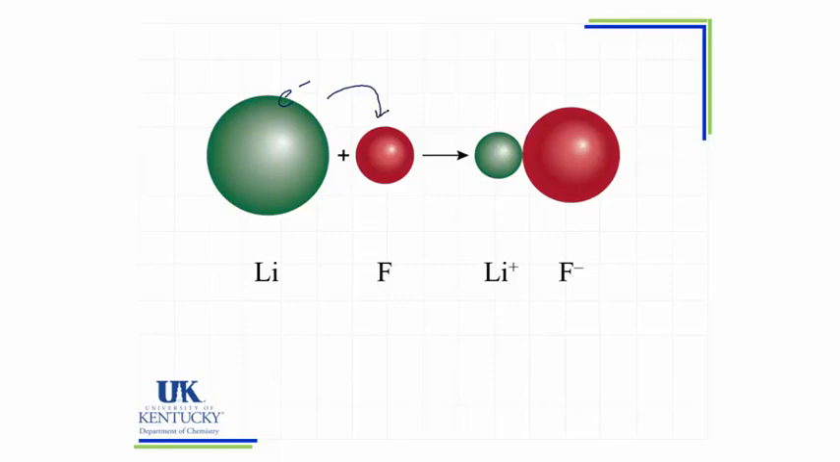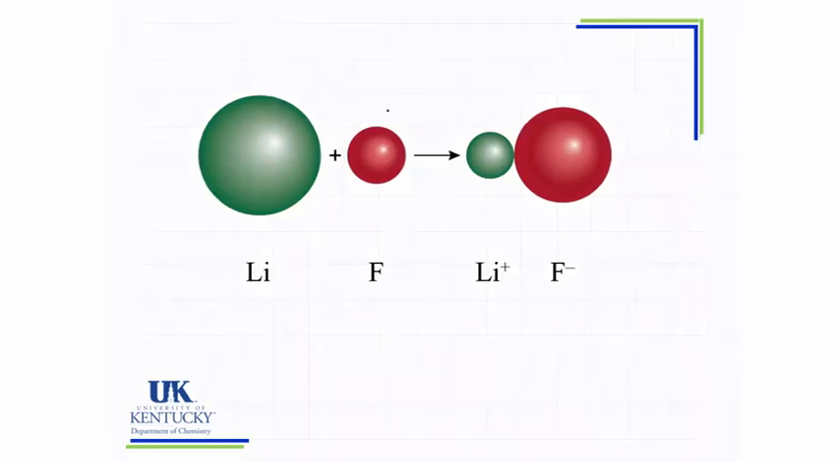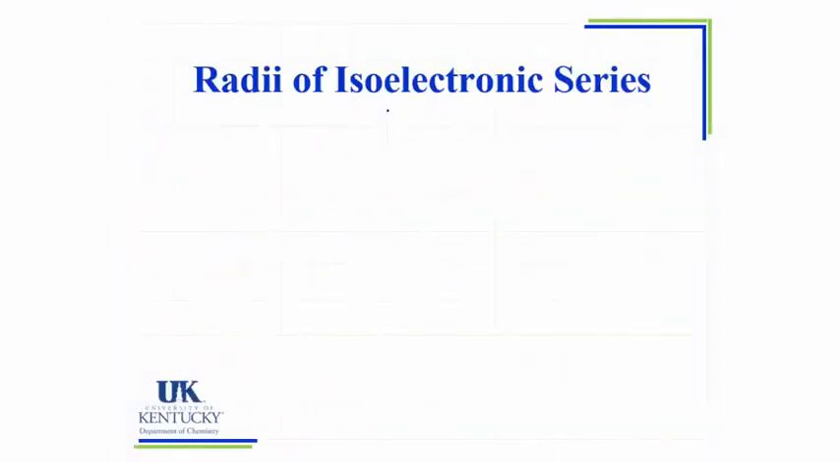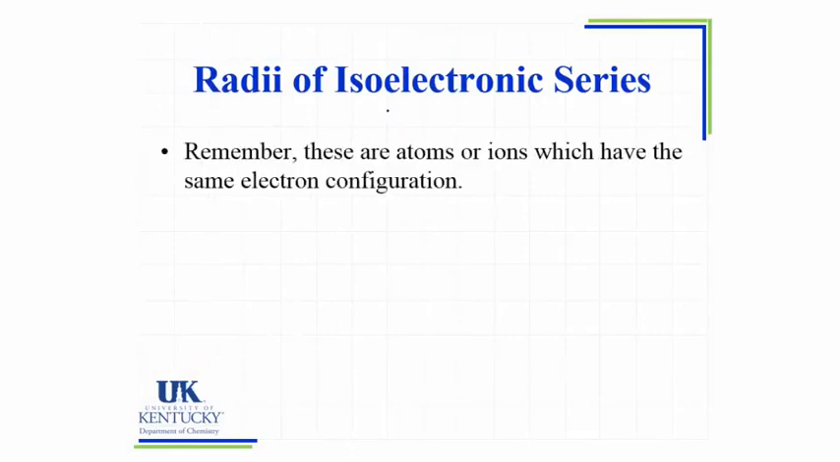So we've looked at atom trends, we've looked at a comparison of an atom to its ion. Now let's compare the radii of ions and atoms in an isoelectronic series. Remember, if they are isoelectronic, that means they have the same electron configuration. To have the same electron configuration, they must have the same number of electrons.